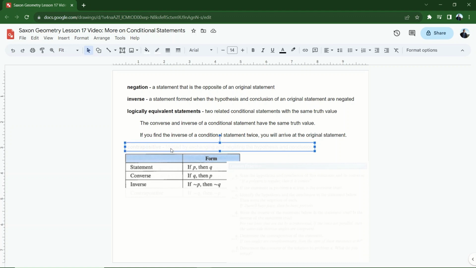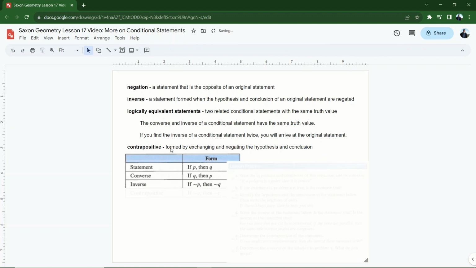The second transformation we're going to learn in this lesson is the contrapositive. We form a contrapositive by exchanging and negating both the hypothesis and conclusion. So in my statement, if it is 95 degrees outside, then I will wear shorts, I have to both exchange, like I would with the converse, and negate. So that one would become, if I am not wearing shorts, then it is not 95 degrees outside.